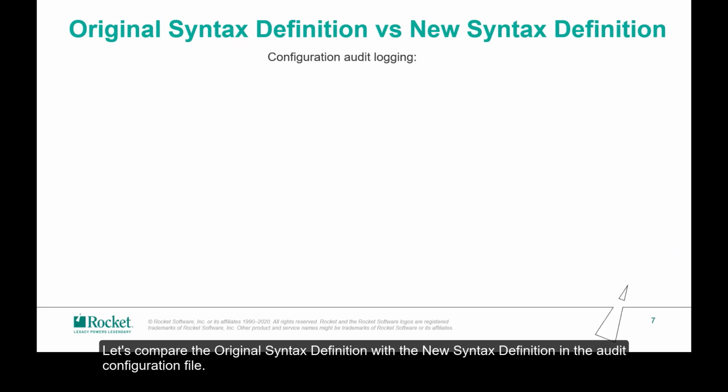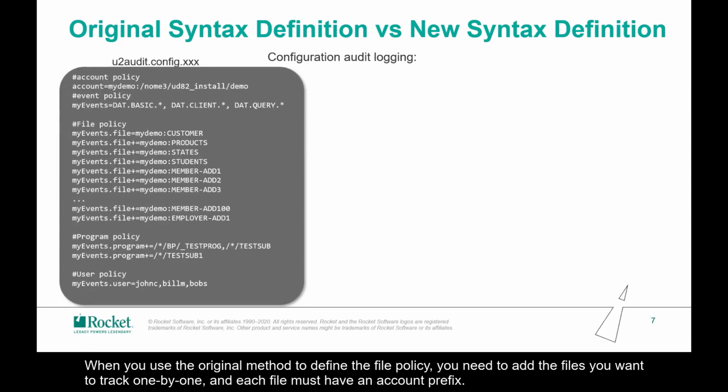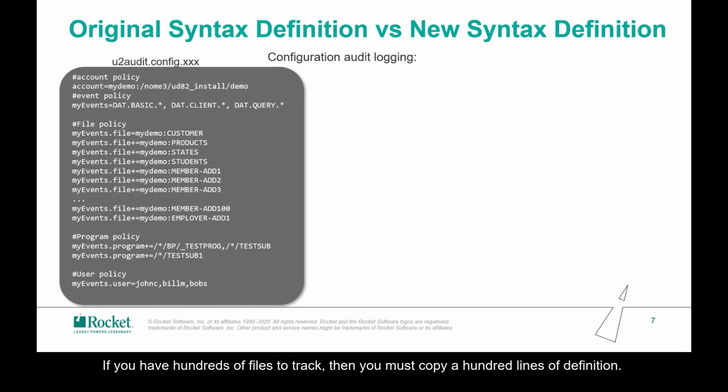Let's compare the original syntax definition with the new syntax definition in the audit configuration file. When you use the original method to define the file policy, you need to add the files you want to track one by one, and each file must have a count prefix. If you have hundreds of files to track, then you must copy 100 lines of definition. This is not only complicated, but also reduces the performance of audit logging.